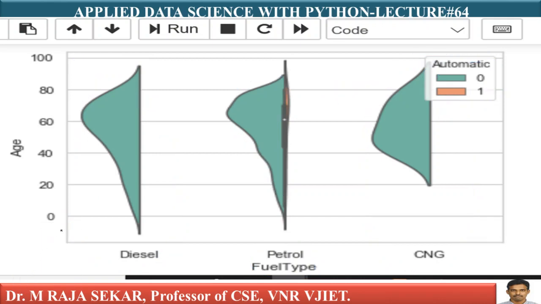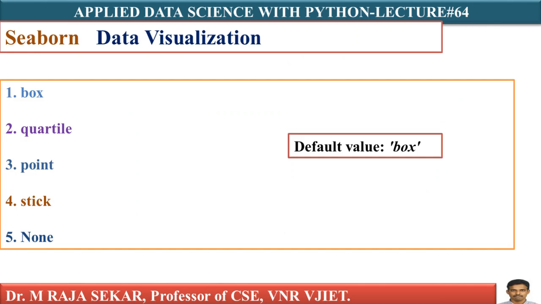Just keep area, just keep count, just keep width. This is an example for count. If you want, just make an experiment so that you can understand. Let me proceed further. What it says, there is something like inner. It may take different values. What is this inner variable? We will try to understand with appropriate examples.